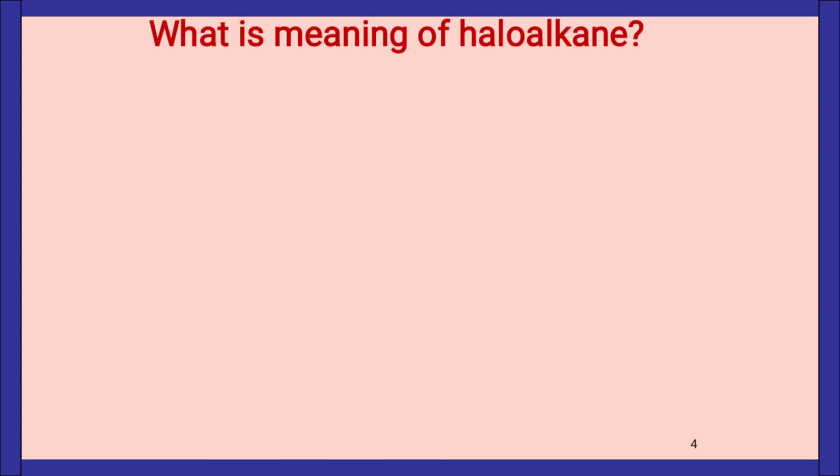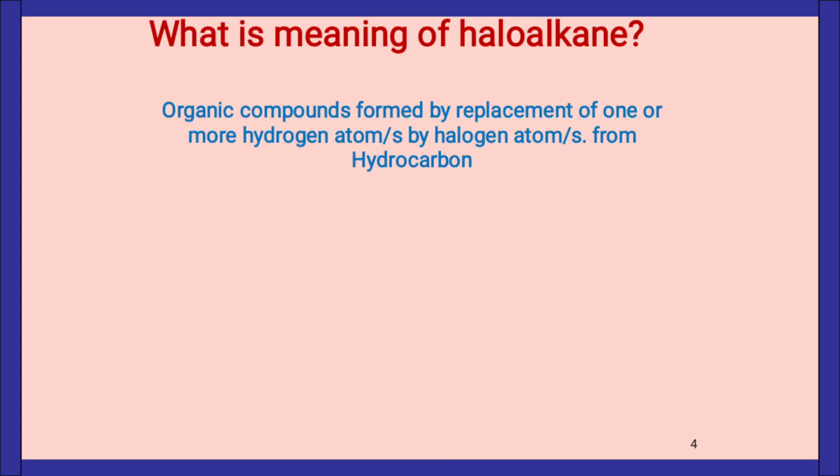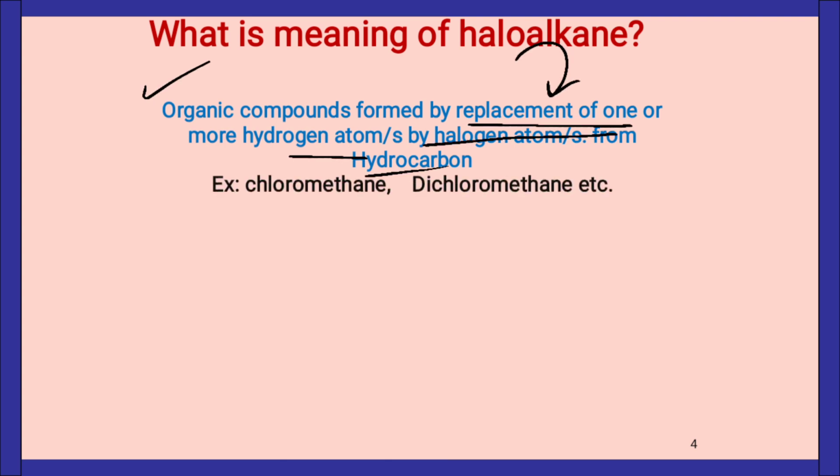Yes, so let's understand by the very basic question: what are haloalkanes? These are organic compounds which have been formed by the replacement of one or more hydrogen atoms by halogen atoms. For example, chloromethane.